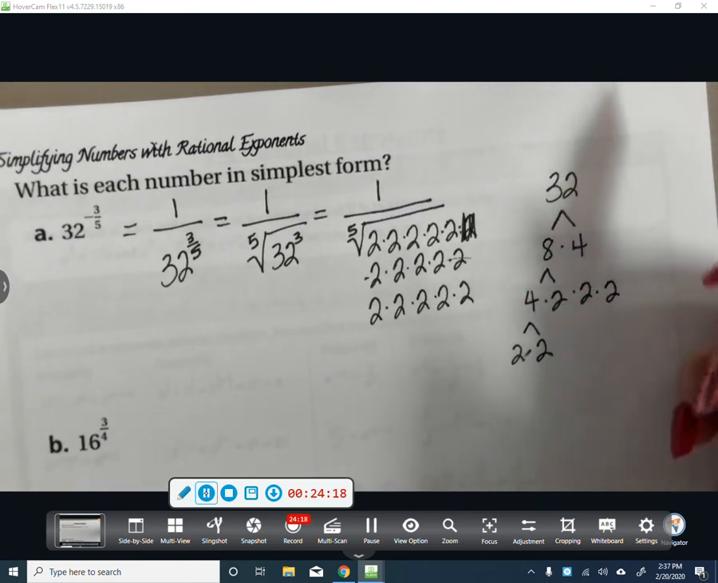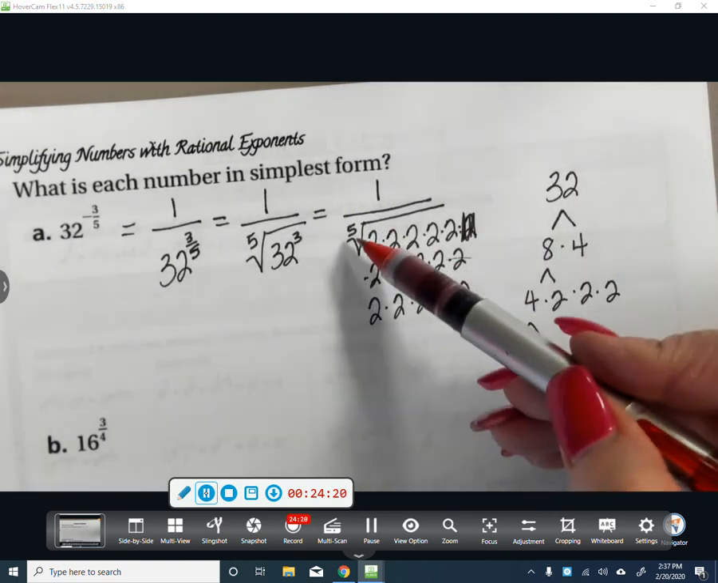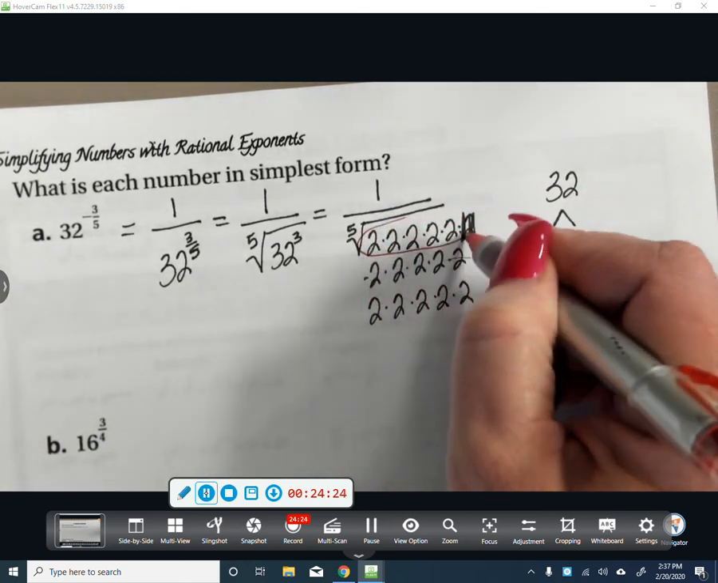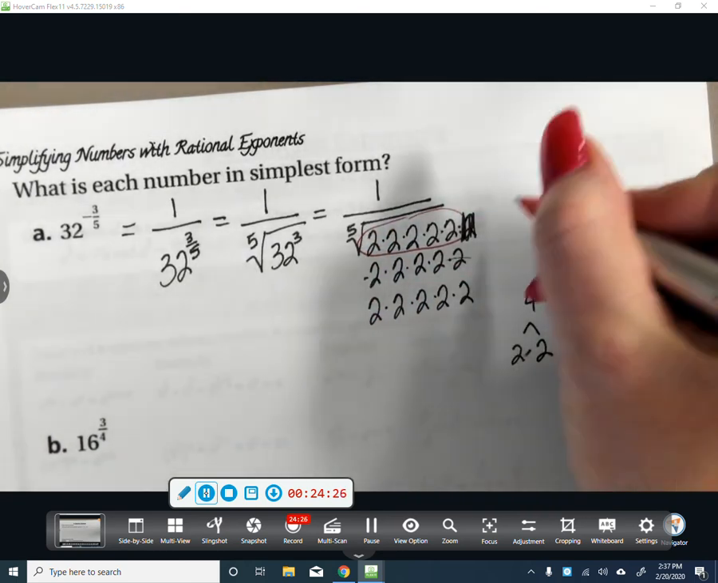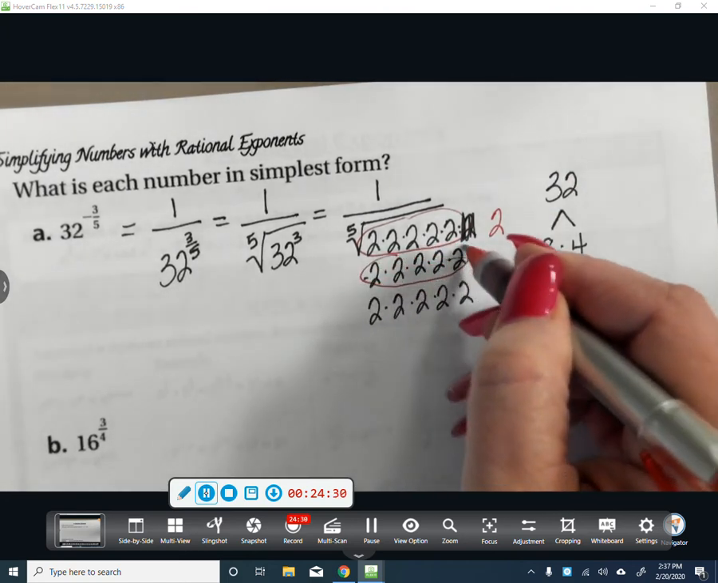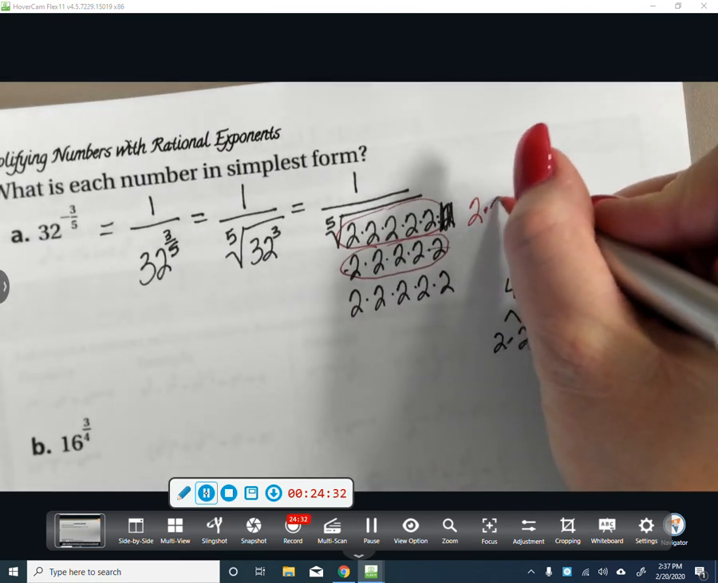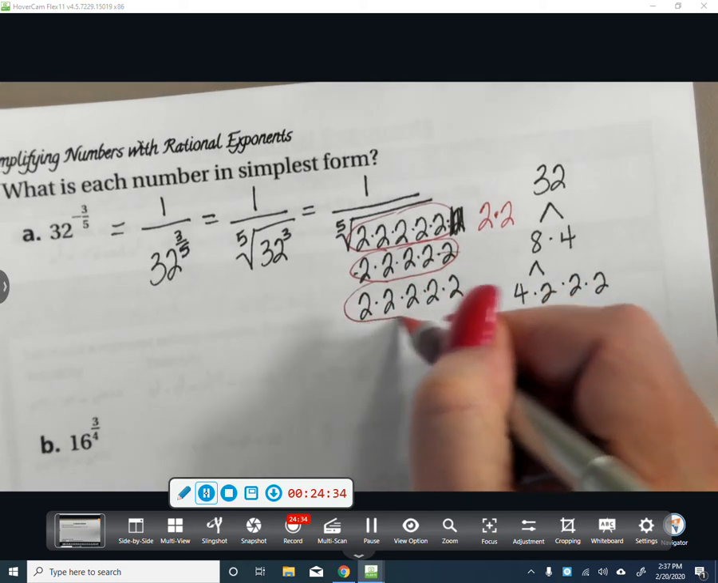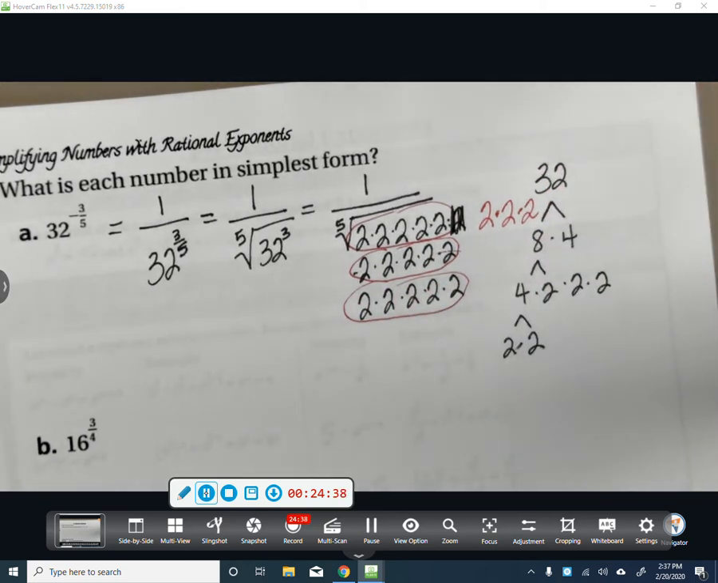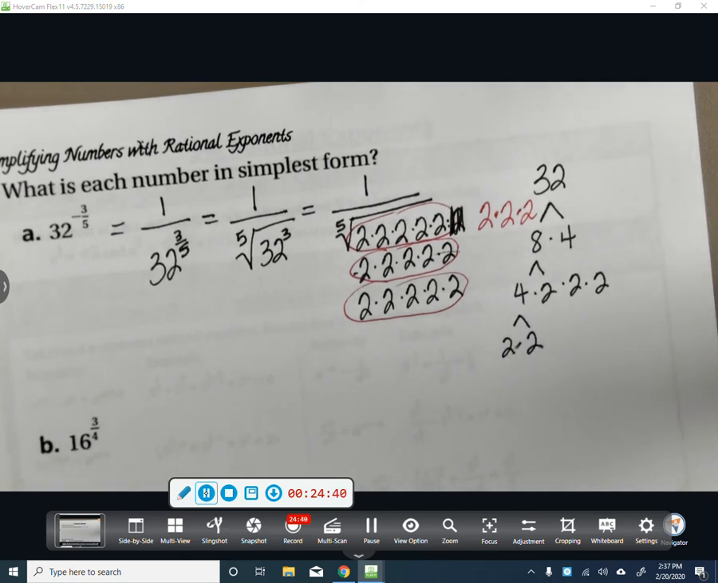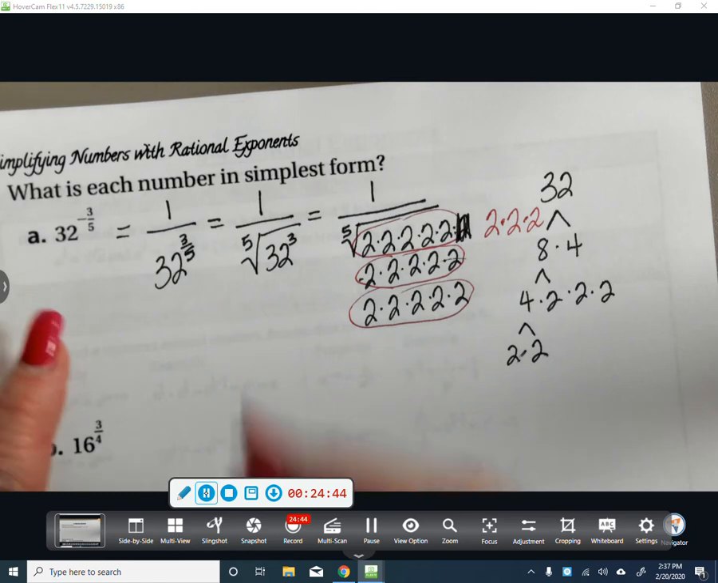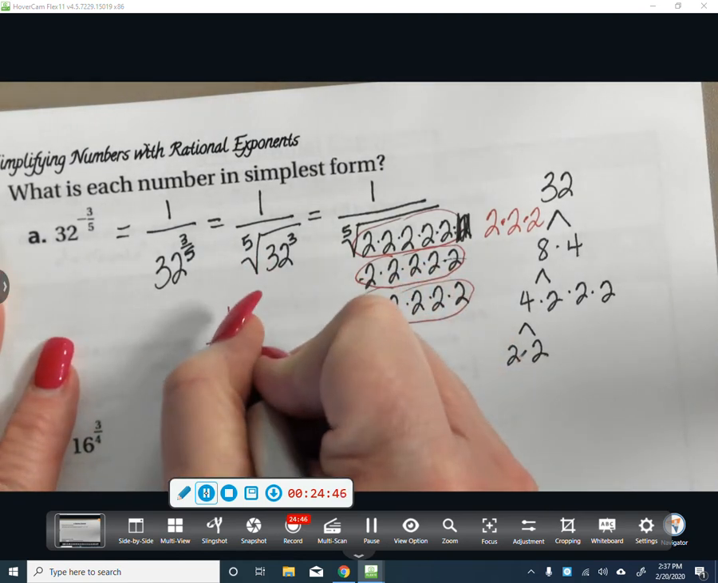Now, once I have that done, what am I looking for groups of? 5. So here's a group of 5 2's. So I'm going to pull that out. Here's another group of 5 2's. So I pull that out. And another group of 5 2's, right? Do I have anything left underneath? No, but what I have to remember is that this is 1 over that. So my fraction is 1 over, what is 2 times 2 times 2?